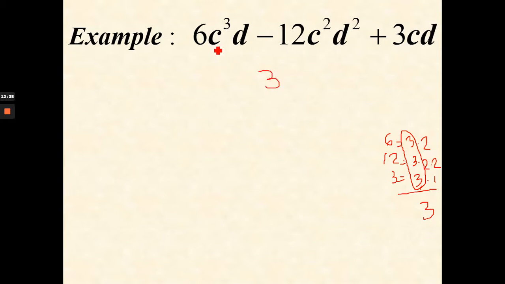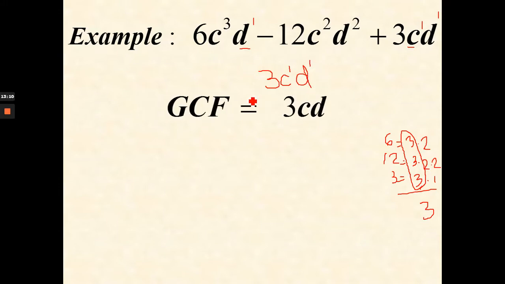How about the variables? We have c raised to 3, c raised to 2, and also c raised to 1. So, c is present on all the terms. So, you have c raised to 1. Next, d raised to 1, d raised to 2, and d raised to 1. D is common. So you have d raised to 1. Okay? So 3cd is the GCF.